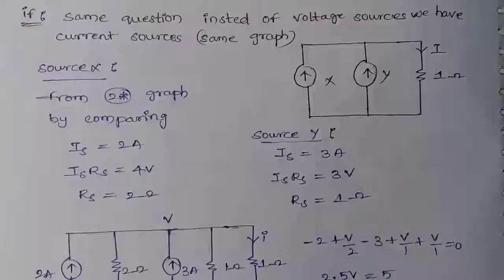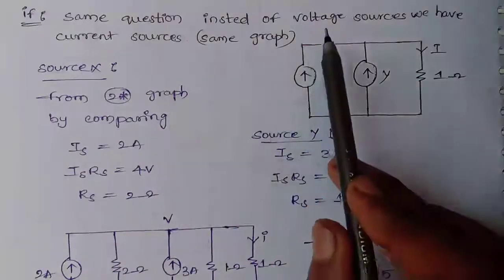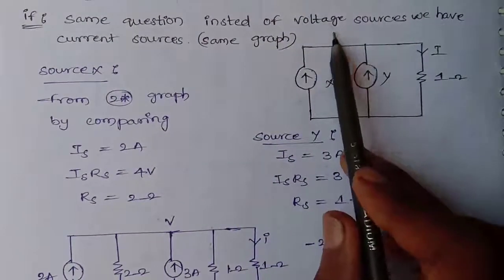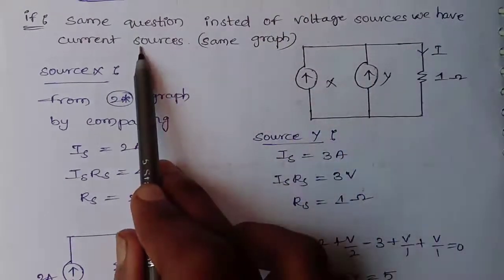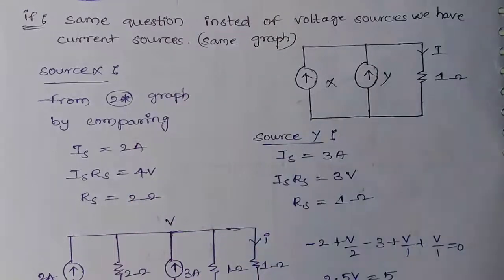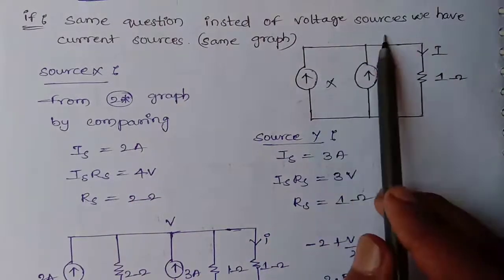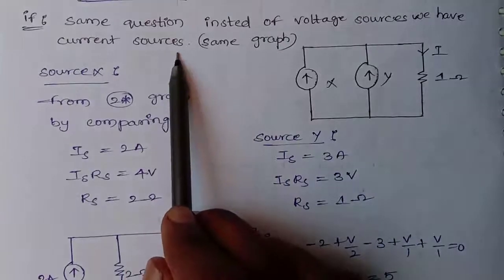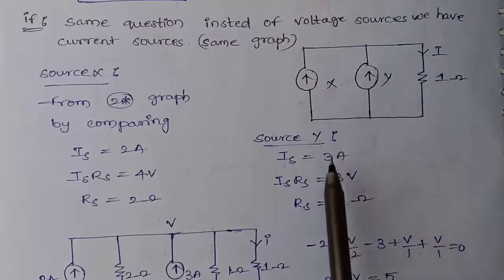The second question is the same question. Instead of voltage sources, we have to use current sources. So the circuit will become like this.